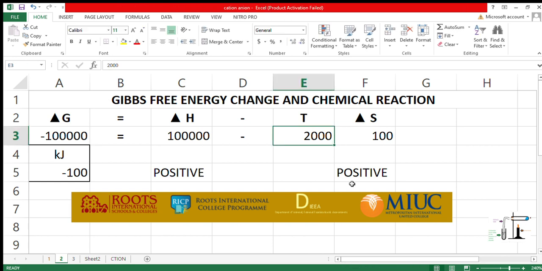Because if I make the temperature lower, for example 1000, as you can see in this particular case this becomes 0, so it is not feasible. If I make it 1001, then it starts becoming negative.